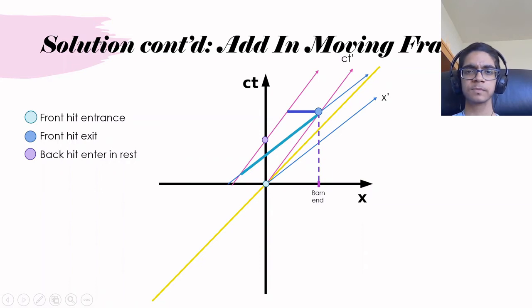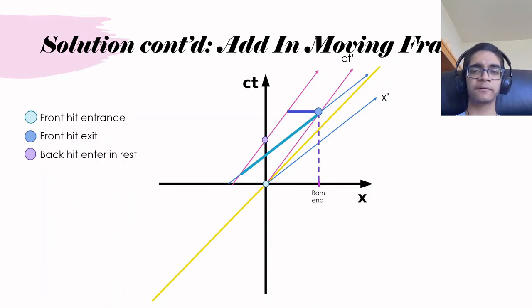And we're going to essentially just draw a line from this blue dot right here, which is where the front hits the exit, parallel to the x prime axis. And that, of course, is going to go here. And this right down there, where it intersects with the parallel part of the CT prime axis, is going to be where the back of our ladder is. And you can tell that this distance right here is far longer than that of the blue line that we drew before on the x prime axis versus the x-axis.